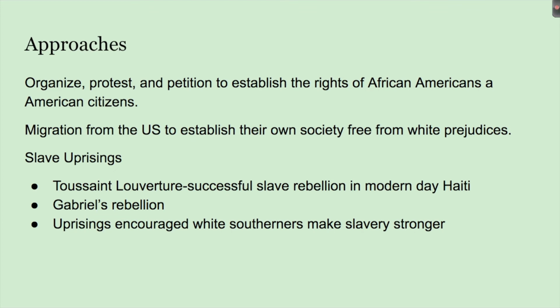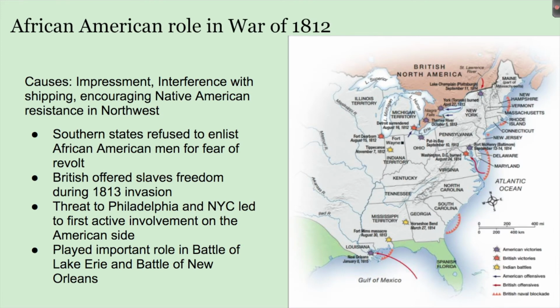So these uprisings are going to actually have an effect on white Southerners, where they're going to want to make slavery stronger and make it more restrictive of rights. One of the big events in this time period is going to be the War of 1812. This is often seen as the Second War for Independence, as it's between the British and the Americans.